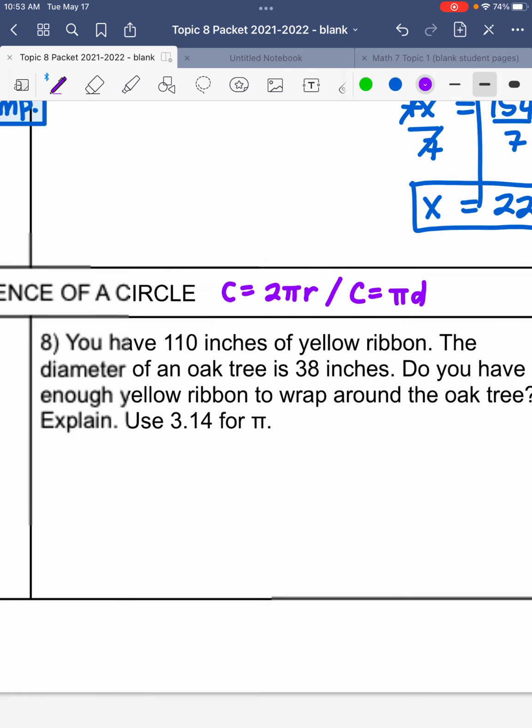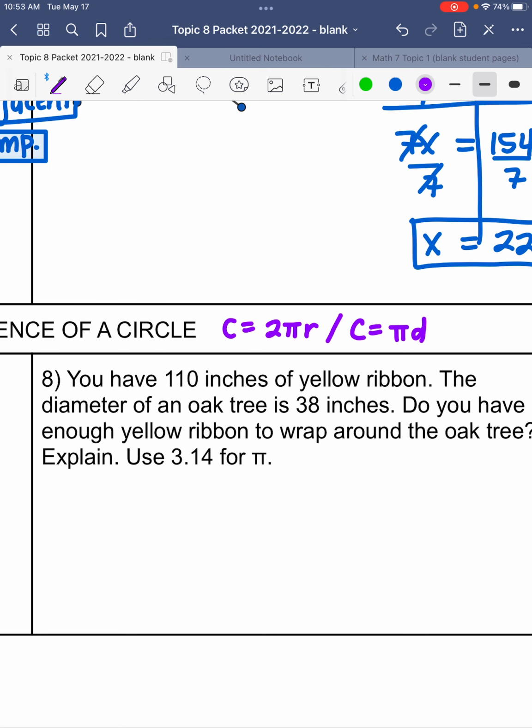You have 110 inches of yellow ribbon. The diameter of an oak tree is 38 inches. Do you have enough yellow ribbon to wrap around the oak tree? Explain. Okay, so we're finding the circumference here. And we were given this very important piece of information, that the diameter is 38 inches.